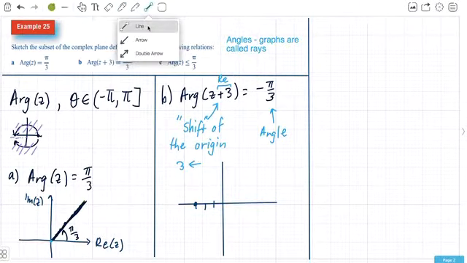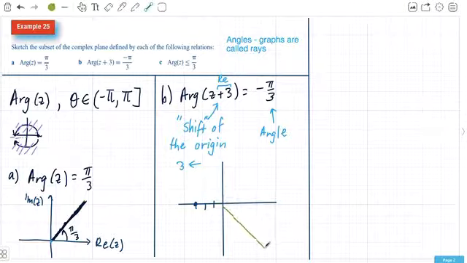Negative pi on 3, remember, would be like this sort of direction here, and so rather than drawing it from the origin, we're actually going to pick that up and put it where our new starting point is. And you want to show people that that angle is pi on 3 as well, just by labelling that pi on 3 there. So that angle, that's pi on 3, and we've translated or shifted the origin over. So arg of z minus 3 is negative pi on 3, down that way.